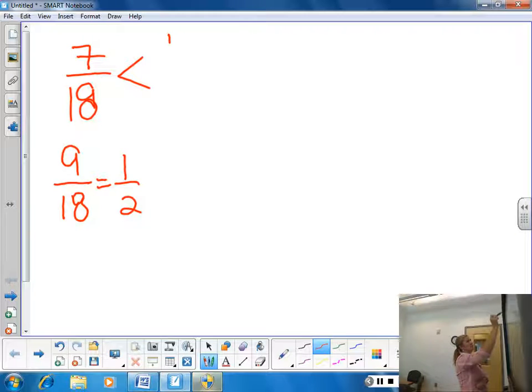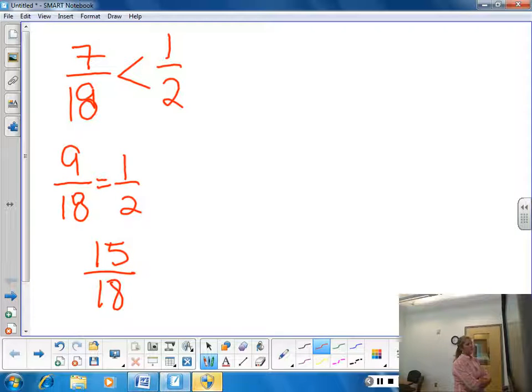7/18, sorry, is less than 1/2. What about 15/18? Well, 15 is definitely more than 9, so 15/18 is greater than 1/2. So we can have a fraction that's less than 1/2, equal to 1/2, or greater than 1/2. Let's do a little bit harder one.